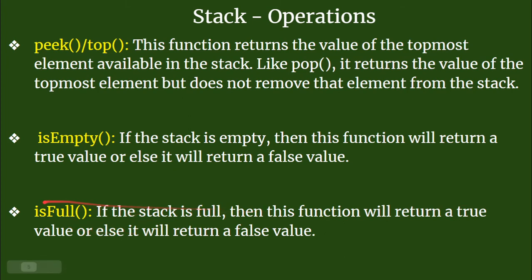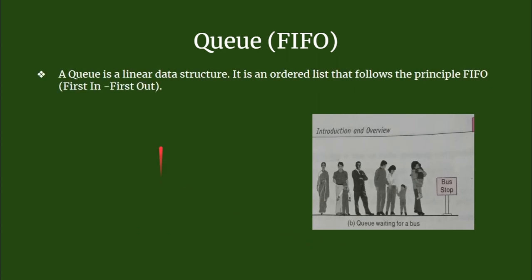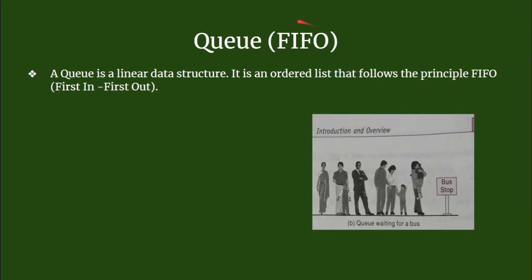So now here, if it is full, it returns a true value, saying that yes, the stack is full, otherwise it will return the value as false. These are all the operations that can be performed in the stack. Now let us come to the queue. Queue is a FIFO, which means first in, first out principle. Queue is also a linear data structure. It is an ordered list that follows the principle of FIFO.